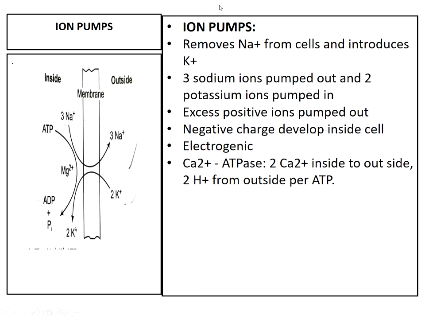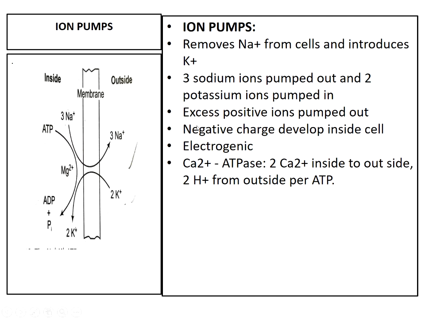Three sodium ions are pumped from the inside and 2 potassium ions from the outside of a cell for each molecule of ATP cleaved. So when the ATP is cleaved and forms ADP and inorganic phosphate, then 3 sodium ions move outside the cell, and from outside the cell 2 potassium ions are moved into the cell.